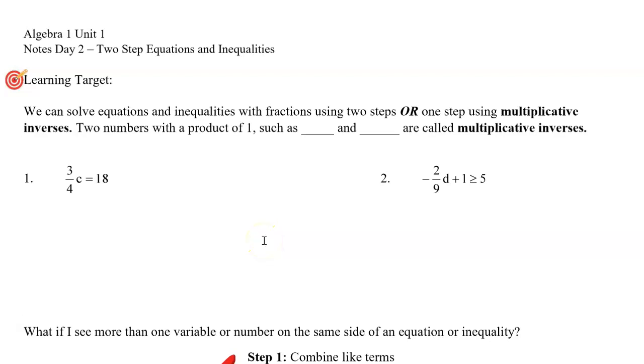Okay, when we are solving equations that have fractions as a coefficient, so fractions attached to a variable, we can move that fraction to the other side in two different ways. So you can look at both ways, I'll present both ways, and you can decide which one you like better. So to do it in two steps, I'm going to show you like this.